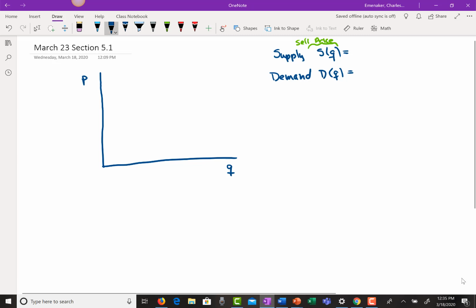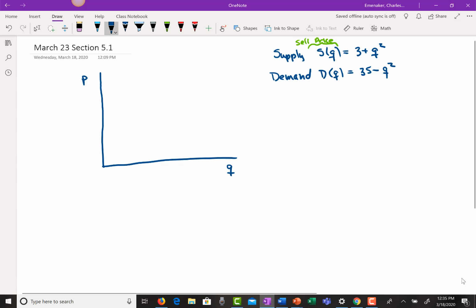In the case that we're going to look at here as an example, we're going to use 3 plus Q squared as our supply function, and 35 minus Q squared as our demand function. Remember, the demand is the number of units and the price at which people will pay to get those units. These two functions are just examples. In the real world, there are techniques for deriving these equations, but that's beyond the scope of this class.